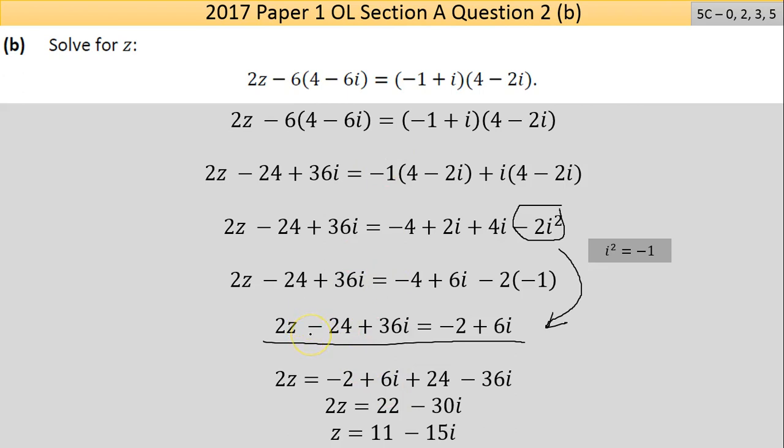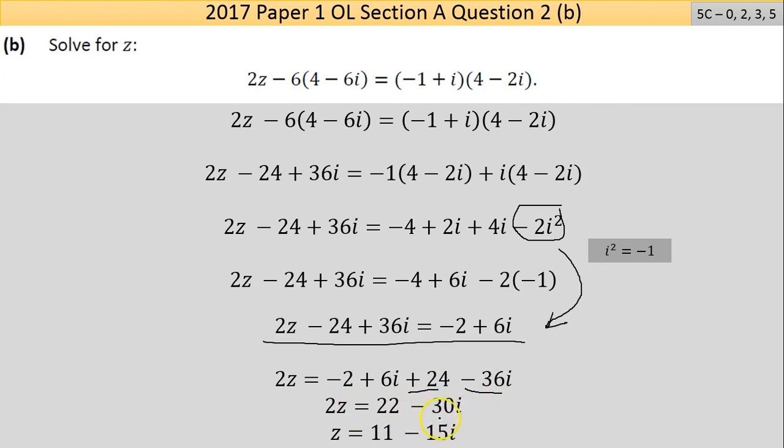Now I'm going to move everything to one side. So I'm bringing the minus 24 across the equal. What's subtracting on the left becomes added on the right. That's it there. The plus 36i was added on the left, becomes subtracted on the right. That's it there. Then join like terms. So 2 and minus 2 plus 24 is the same thing as plus 22. 6i take away 36i is the same thing as minus 30i.